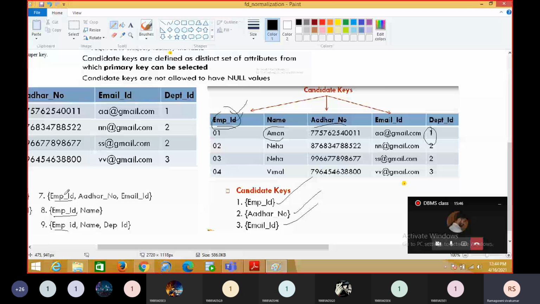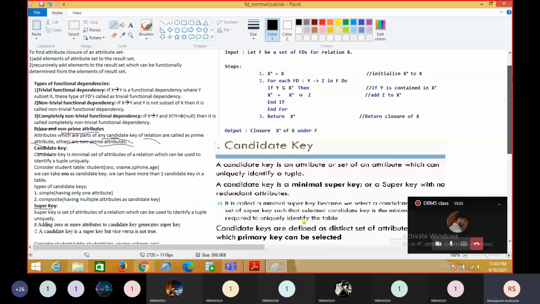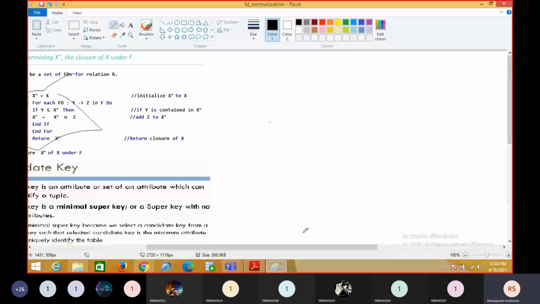Coming to closure, we should follow this algorithm to find the closure. I already explained it with those examples: finding functional dependencies and closures. We have problems on that that you need to solve. I will share the document. You should solve the problems the way I solved them.